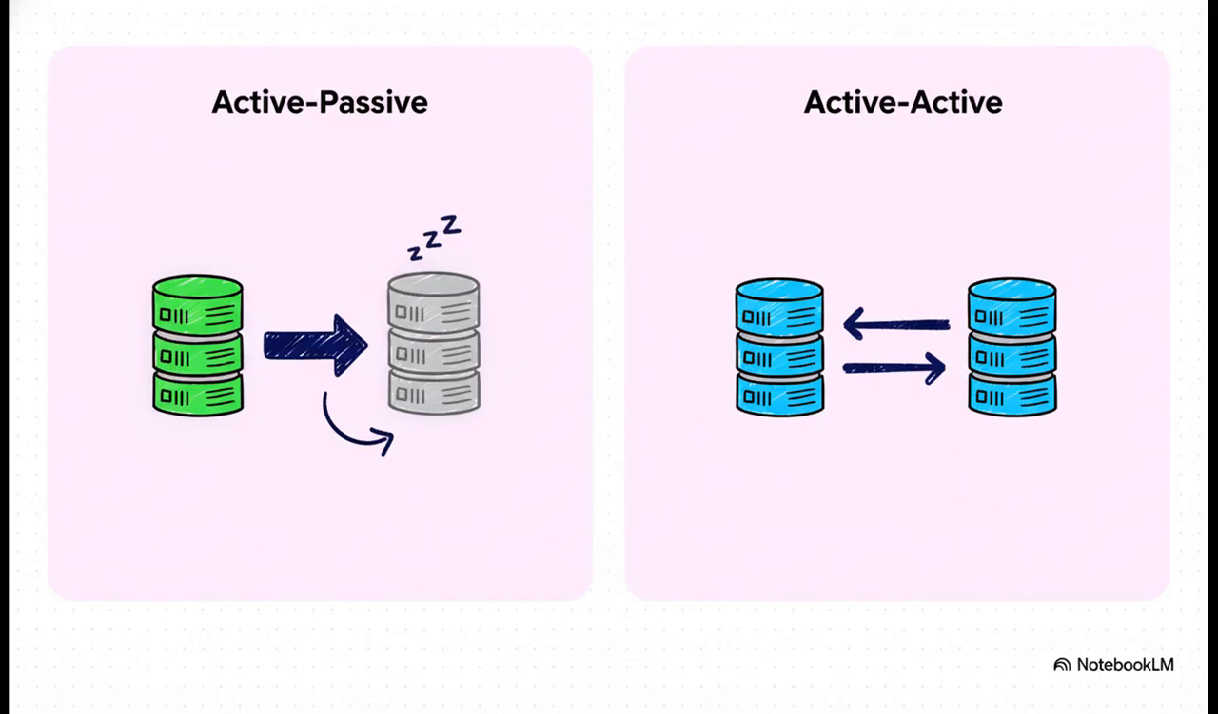Here, all your servers are working all the time, usually in different regions. If one goes down, no big deal, the others just pick up the slack. This model uses different policies, like weighted or latency routing.